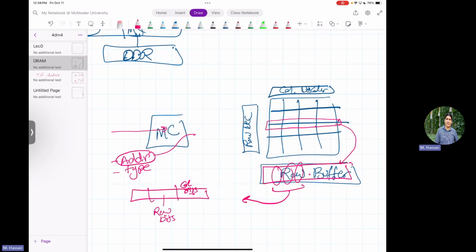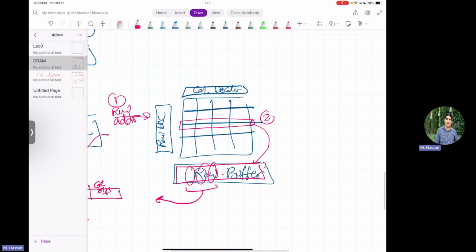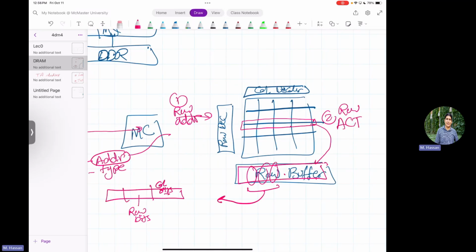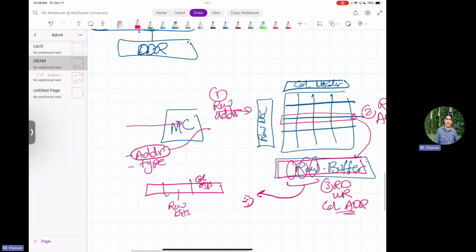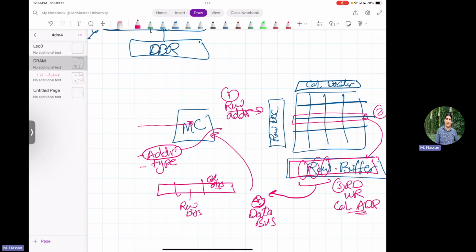So the first step is the row decoder, row address. The second step is fetching the row, which we call row activation. You bring the row from the DRAM cells into the row buffer. The third stage is doing the actual read or write from the columns. It's called the read or write command. This is the column address. And then finally, you send your data on the data bus from the off-chip memory to your memory controller, which later will send it to the LLC. This is your step number 5.